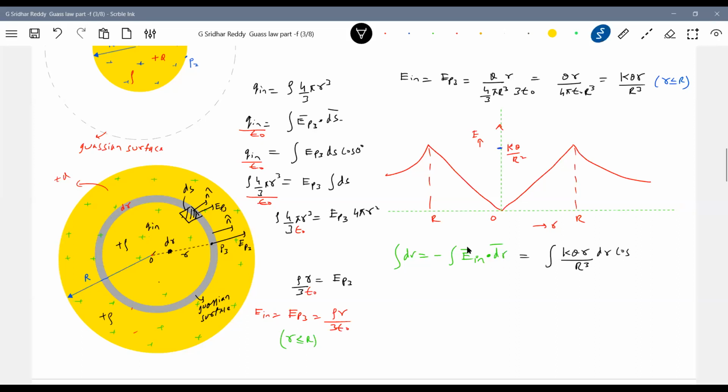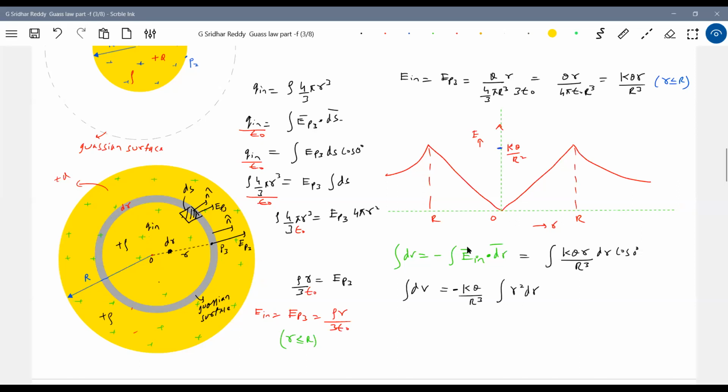So dV equal to minus E dr cos 0 degrees. So this will become KQ by R cube, take it outside. So this will become r square dr, negative sign. What should be the limit? Do we know potential at the center of the uniformly charged sphere? The answer is no. Do we know potential on the surface? Yes, we know potential on the surface.